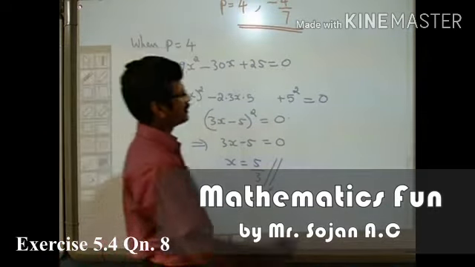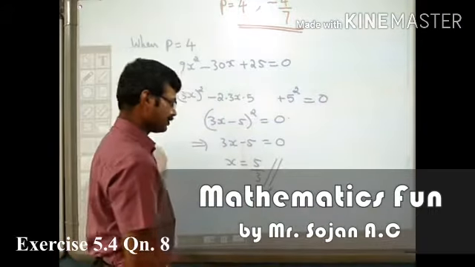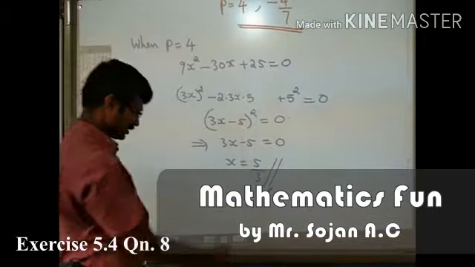Now the next case is when p is minus 4 by 7. That also we have to do. When p is equal to minus 4 by 7.